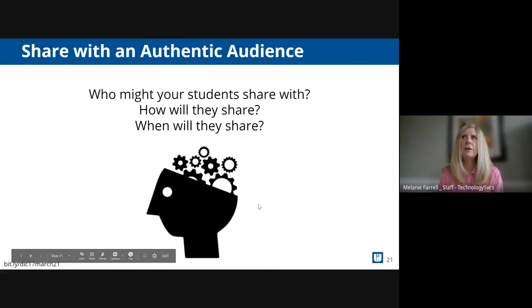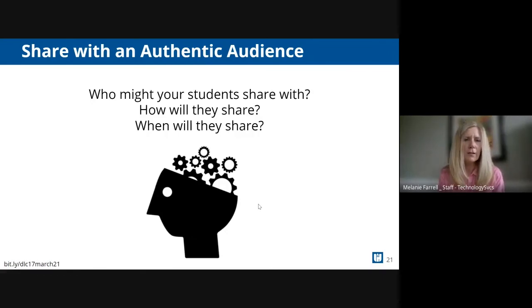This last piece is thinking through an authentic audience. So once this project is complete, who are these students going to share it with? It was another piece in our project Paul and I talked about. How could we make it so that the authentic audience was bigger than just their teacher or their peers? How could we make it more impactful for them to share?